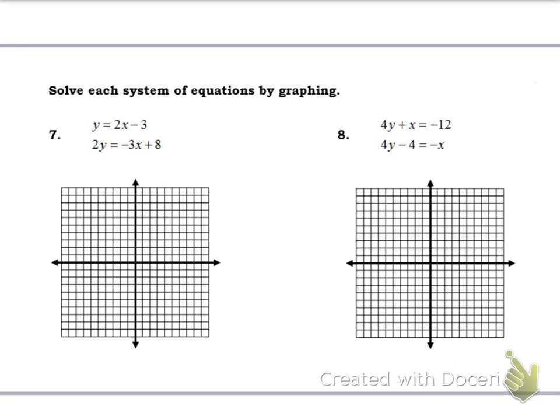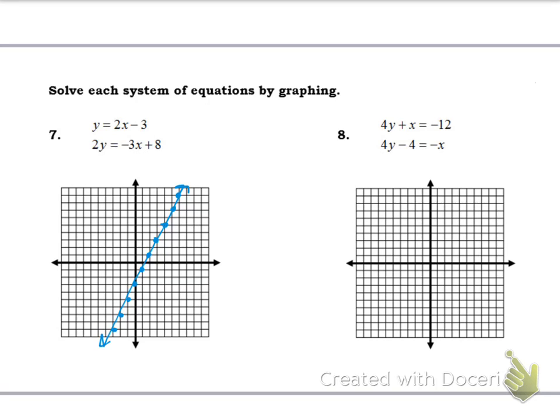Okay, so my first one, I'm going to graph that top line, so I'm going to start at -3. I'm going to go up 2, to the right 1, and I'm going to continue it as far as I can on my graph because they could intersect at the very top or the very bottom. So we want to make sure that we're getting that full length.